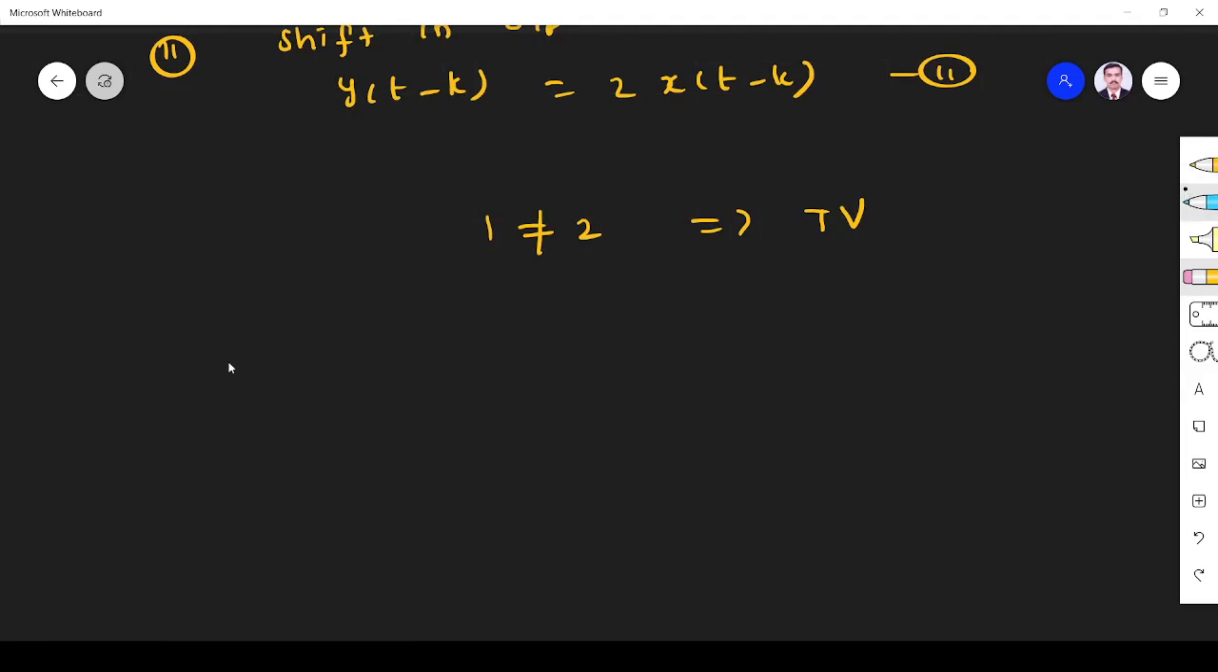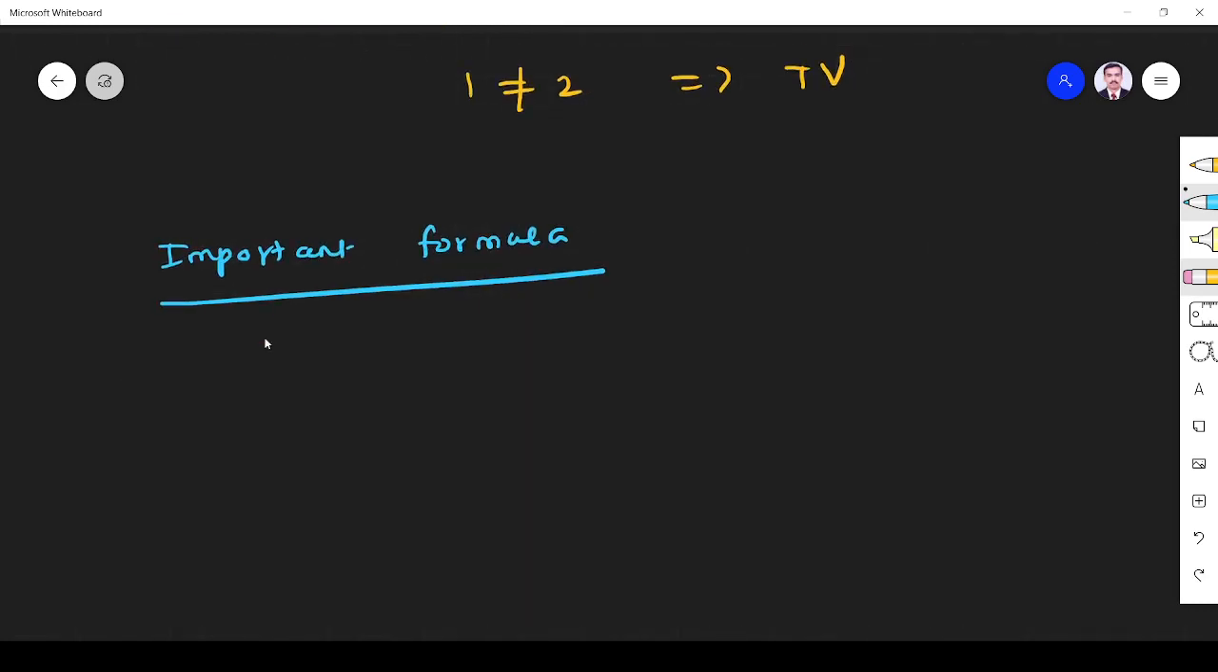Then we must remember some important series for calculating energy and power and some other Z transforms for discrete time signals. Those are all the things I give here. The summation from n = 0 to infinity of a^n is equal to 1/(1 - a), where |a| must be less than 1.